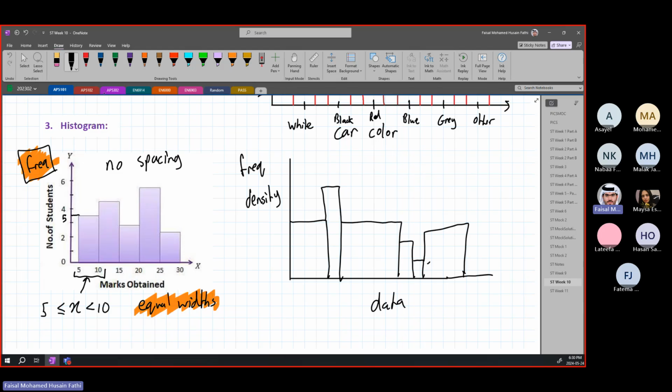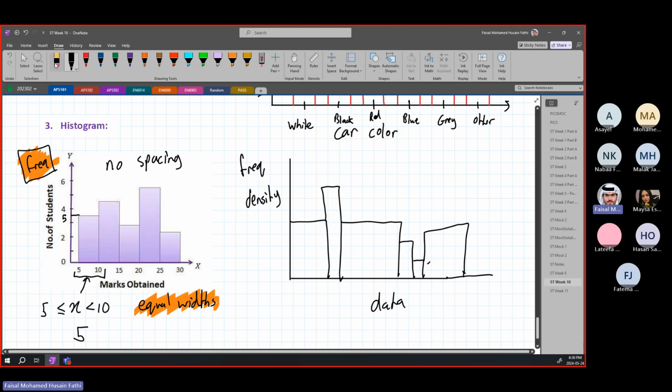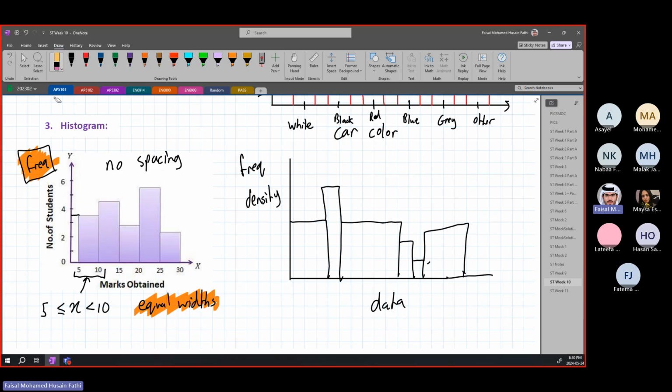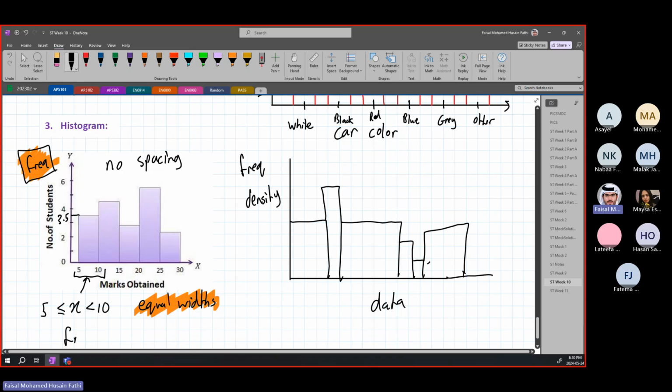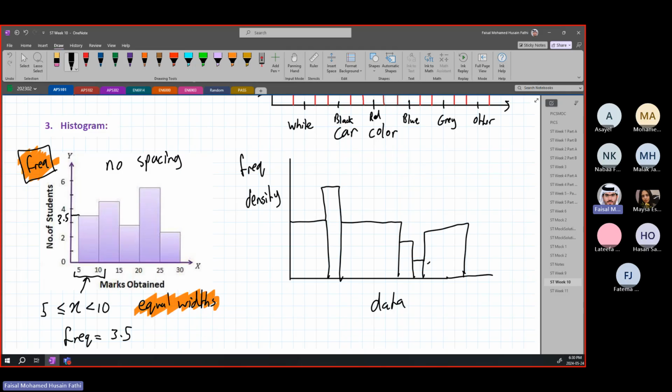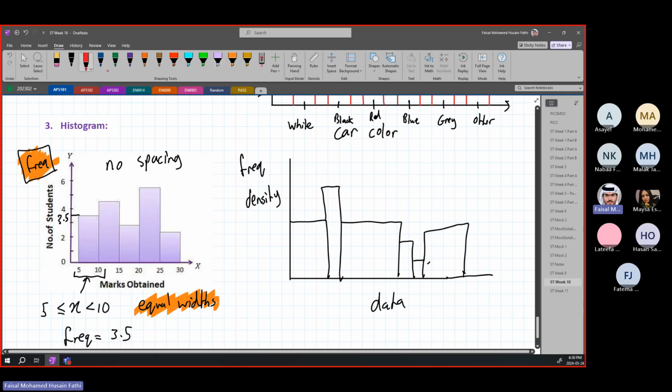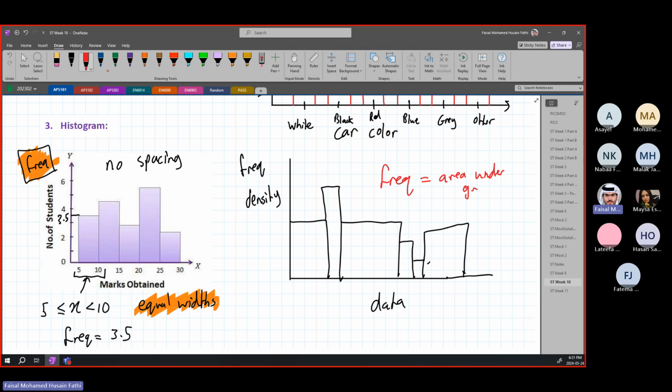So here, if we wanted to find the frequency for the interval from 5 to 10, it is simply just 5. All right. Or sorry, not 5. This isn't 5. If this is 2, this is 3, this is 3.5. So the frequency here is equal to 3.5. All right. But in this case, the frequency will be the area under the graph. Here, frequency, this is a very important point, frequency is going to be equal to the area under the graph.